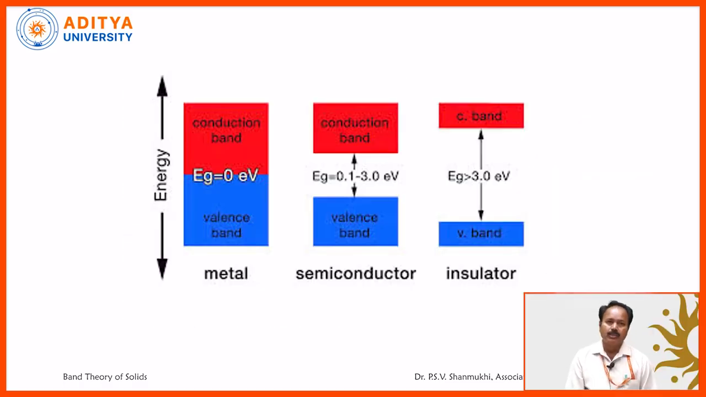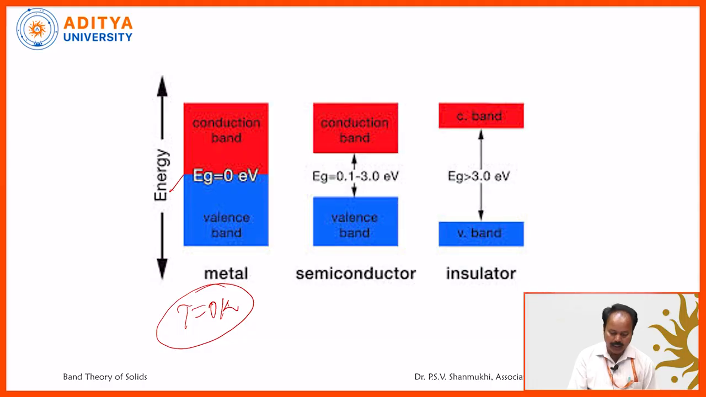Observing this, in the case of a conductor, even at T equal to 0 Kelvin, the energy gap Eg is equal to 0. The conduction band overlaps with the valence band. That kind of material is said to be a conductor. So even at T equal to 0 K, electrons are easily transferred to the conduction band. As a result, whenever it is connected to an external circuit, it conducts electricity.